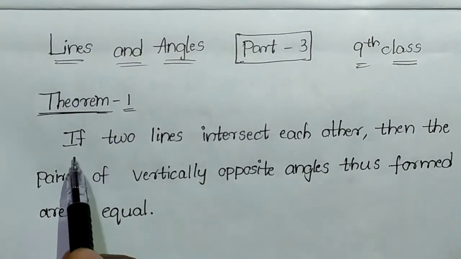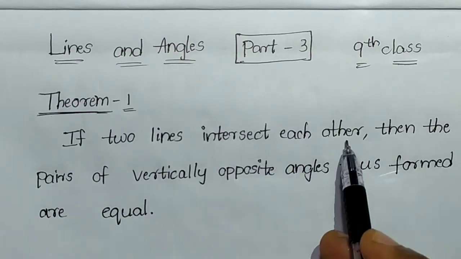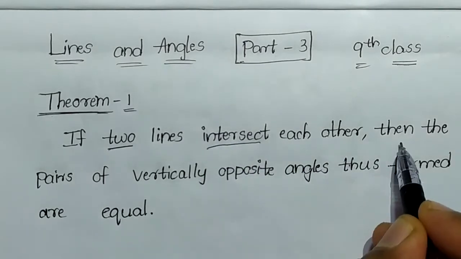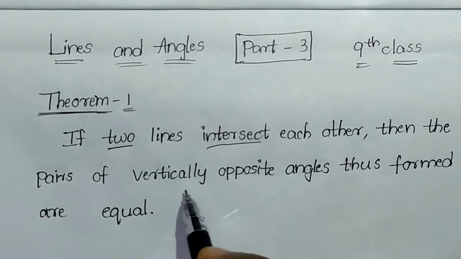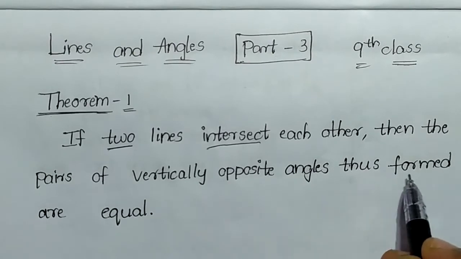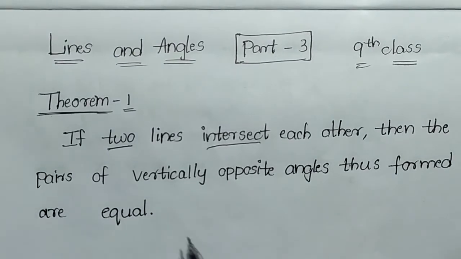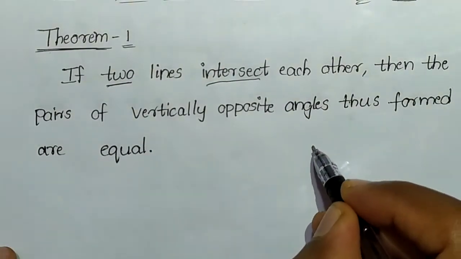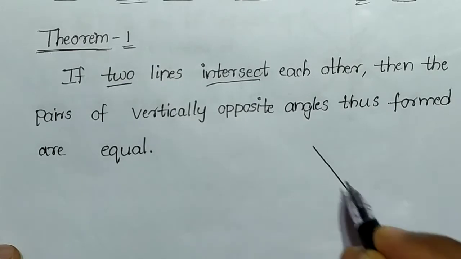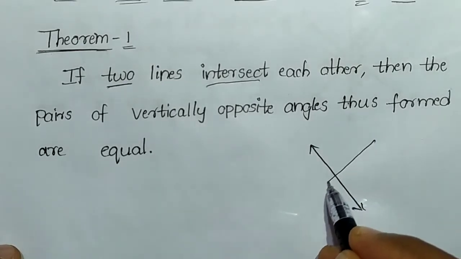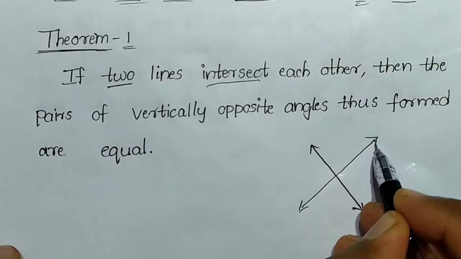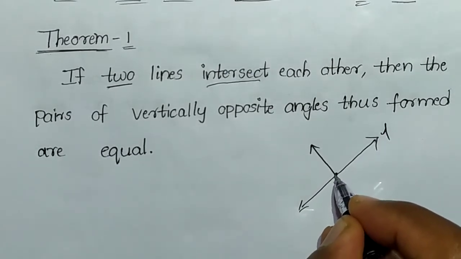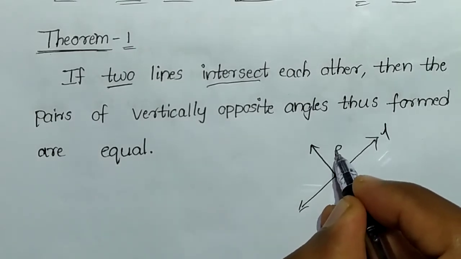Theorem 1. If two lines intersect each other, observe carefully, then the pair of vertically opposite angles so formed are equal. This is the theorem, right? If two lines intersect each other, like this is one line and this is another line, L and M. These two lines intersect at a point P.